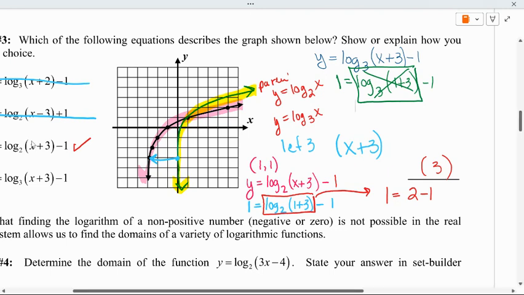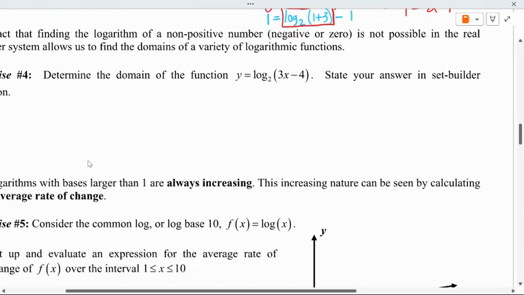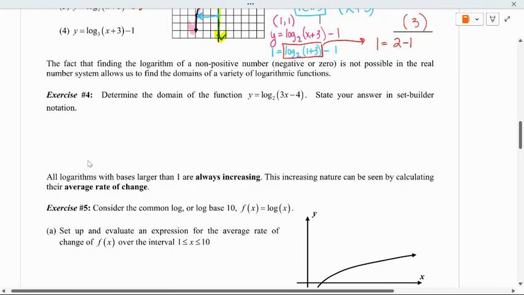Okay, so it's answer choice 3. First you have to figure out the shift. We saw that it went left 3, which is represented by the x plus 3. And then we plugged in those points and checked to see which one makes a true statement.